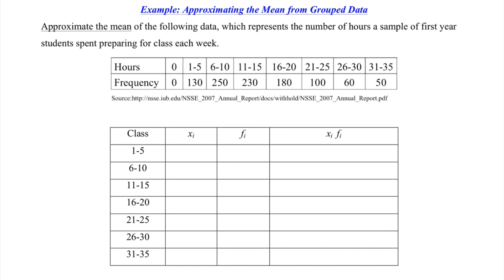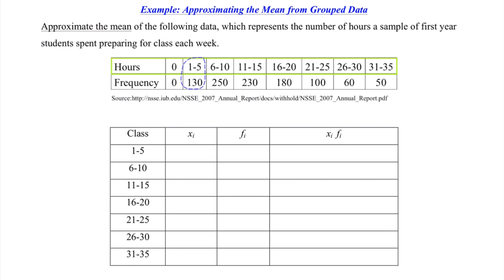We're told to approximate the mean of the following data, which represents the number of hours a sample of first-year students spent preparing for class each week. Well, first we're given the number of hours, but notice that we don't have the raw data again. Instead it's grouped. So they gave us classes like we've dealt with before. We have the class of 0, and then they break into the classes of 1 to 5, 6 to 10, etc. The reason why they throw a class value of 0 here in hours is because the frequency is 0. So that's why it's okay.